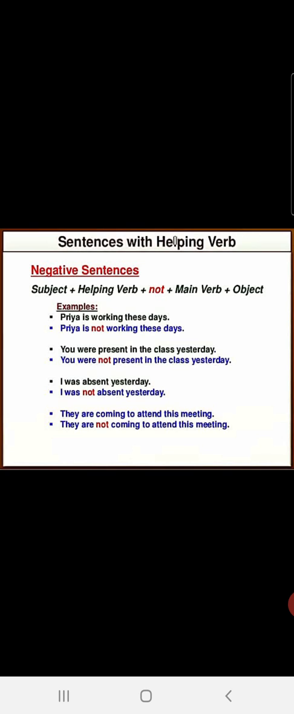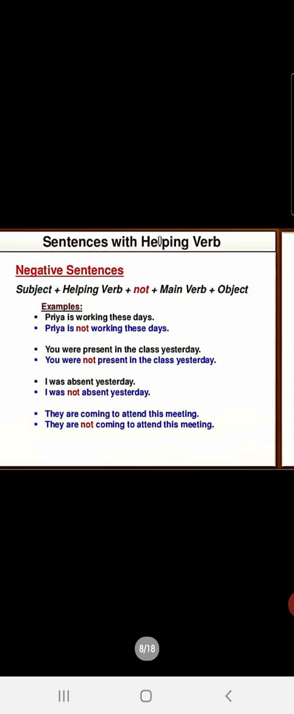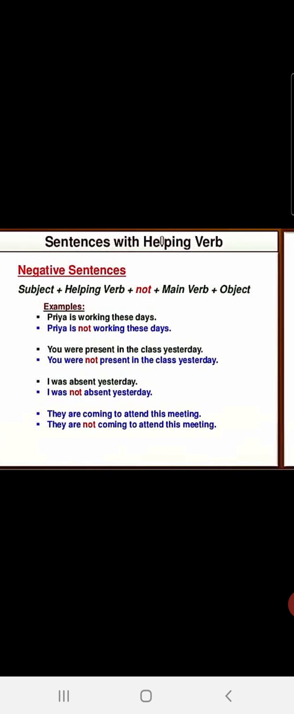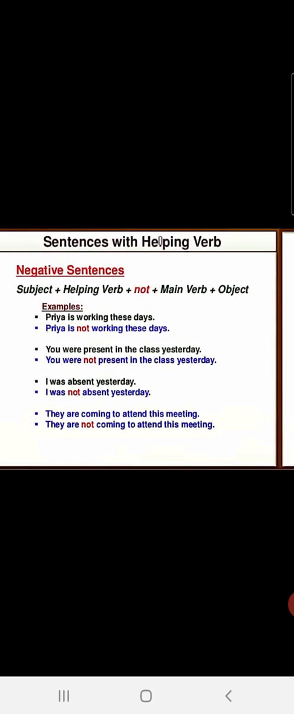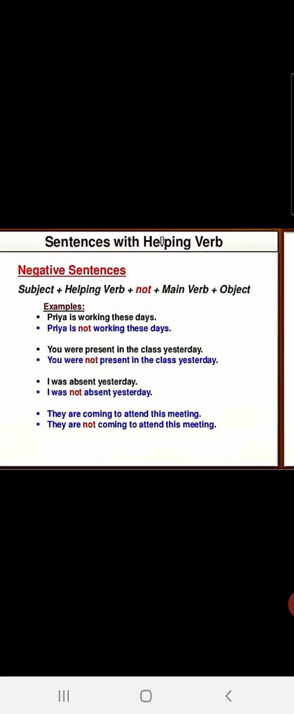Were is the helping verb. I was absent yesterday. I was not absent yesterday. Was is the helping verb. They are coming to attend this meeting. They are not coming to attend this meeting. Yes, children. So these are the examples of helping verb. When helping verb is there, we will add not after the helping verb and before the main verb to change an affirmative or positive sentence into negative sentence, children.